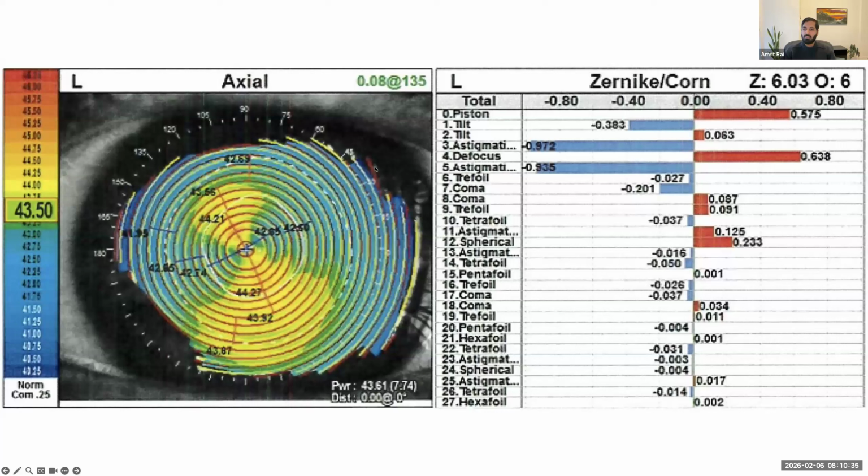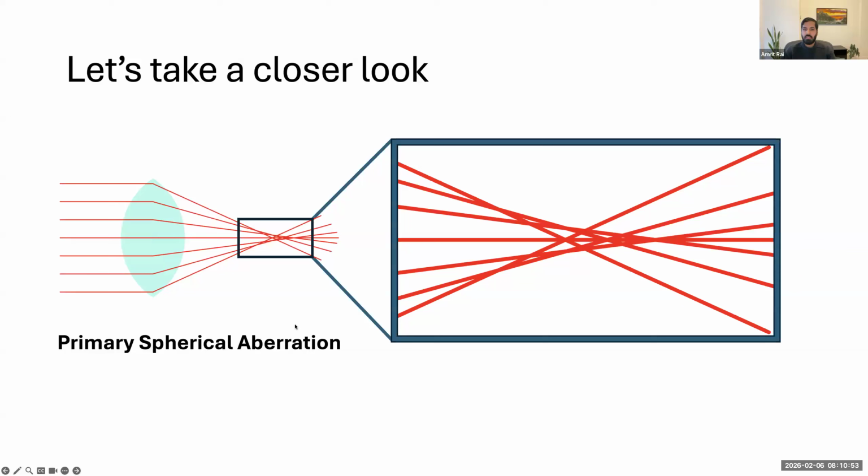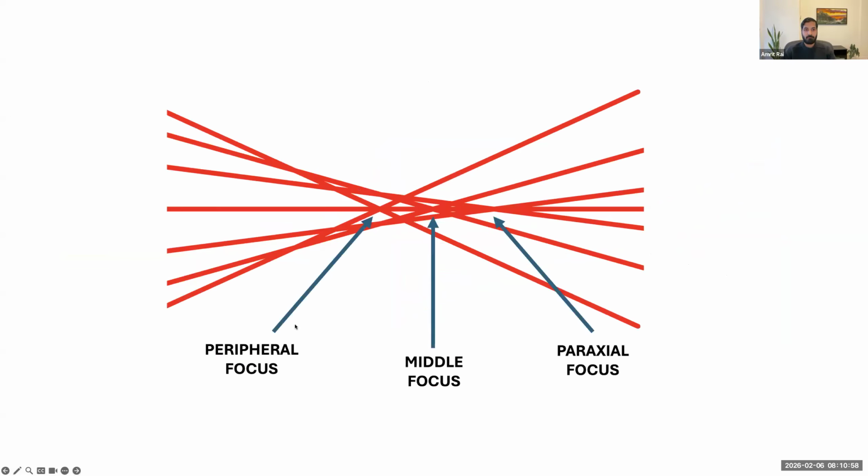But interpreting these charts was always an area of confusion for me. Sometimes it felt like the numbers I was seeing here didn't match up with my clinical findings of the patient. Let's take a closer look and see where that confusion arises from. Here again, we have a lens showing positive spherical aberration, and we can zoom in closer to see where the rays are actually focusing.